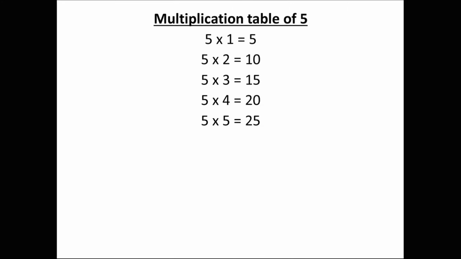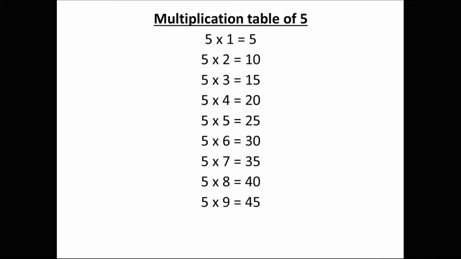Multiplication table of 5. 5 ones are 5. 5 twos are 10. 5 threes are 15. 5 fours are 20. 5 fives are 25. 5 sixes are 30. 5 sevens are 35. 5 eights are 40. 5 nines are 45. 5 tens are 50.